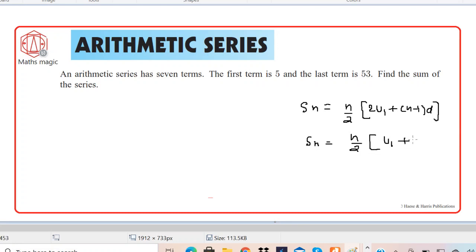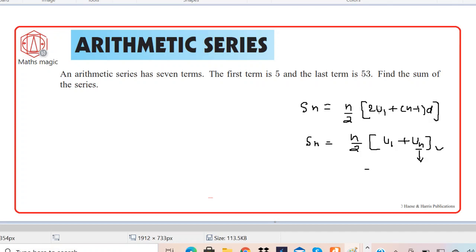times (u1 plus un). u1 as usual is the first term and un over here is the last term. This formula is applicable when you know the exact value of the first term of the sequence, the last term of the sequence, and the number of terms included, so you can directly use the second formula. But usually you will find that the first formula will be more applicable. It depends on the question and it will be your choice which one suits you better.